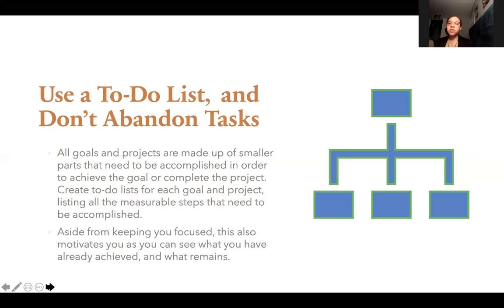So, using to-do lists and not abandoning tasks, this is important. You start a schedule and each project has little mini projects within it. So it's important for you to have a to-do list because it can be a little bit overwhelming. Sometimes you forget which tasks you had already completed. So if you have a to-do list, it's very important to write down what you've already done, and it helps keep yourself a little bit organized and keep everything in order.